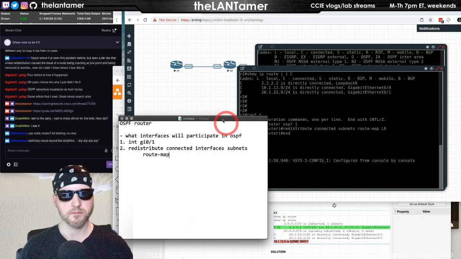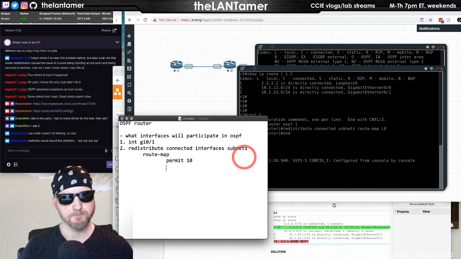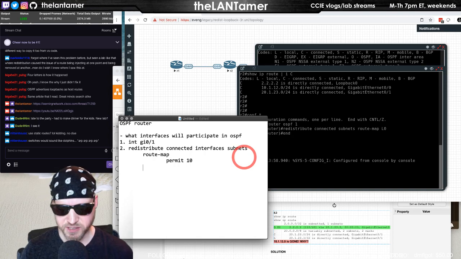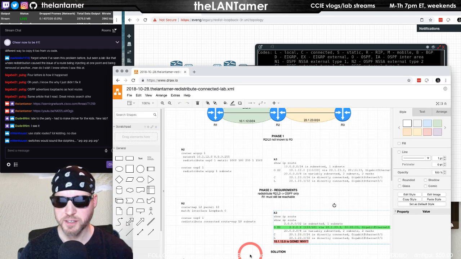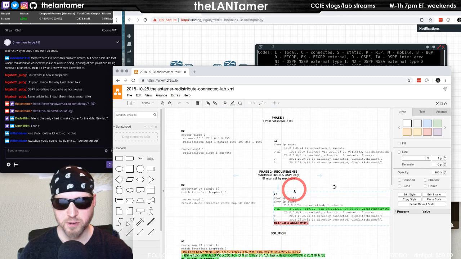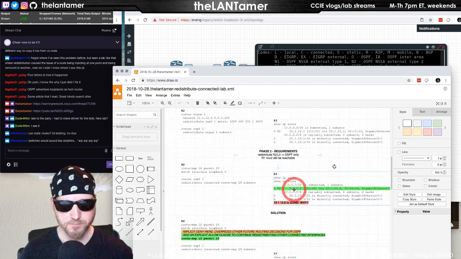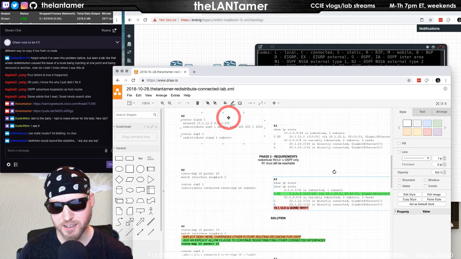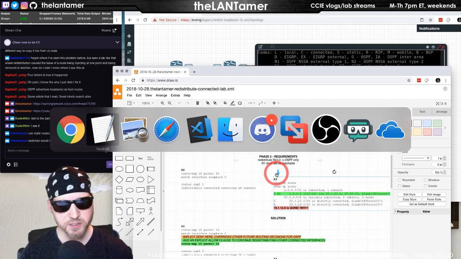Now, you're the router, right? You check the route map. There's a permit 10 saying, per these requirements, I'm only going to redistribute connected interface of loopback 0. But herein lies the problem. Remember, there is an implicit deny clause on this route map.